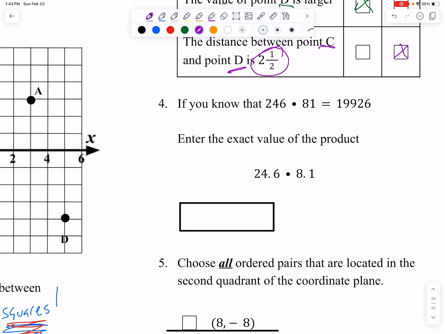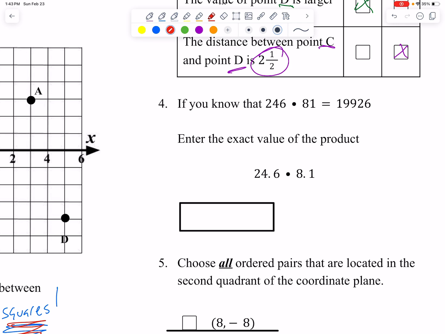Okay, number 4. If you know that 246 times 81 is 19,926, enter the exact value product of, looks like the same numbers being multiplied. What do they want you to know here? Well, when I did the quick little preview, they wanted you to add, subtract, and divide numbers, and a lot of them had decimals. So they want to know if you understand the decimals. What do you do with them? Do you align them? Do you subtract them? Do you combine them? Do you move them?